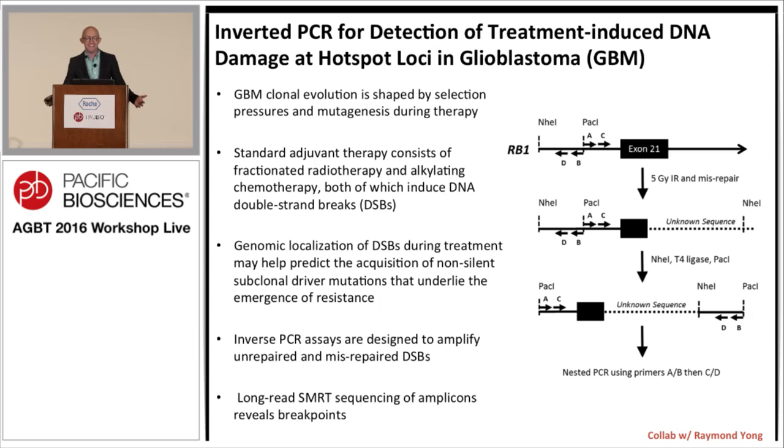So a really strange example in biology that is tackled using long reads, that I was excited to work on with Ray Young, who's a talented neuro-oncologist at Sinai, is this, which is essentially using inverted PCR products to target damage in double-stranded breaks associated with radiation in glioblastoma. So if you take the traditional therapies, so adjuvant therapy, and this gene RB1, basically upstream of exon 21, there are these known break sites.